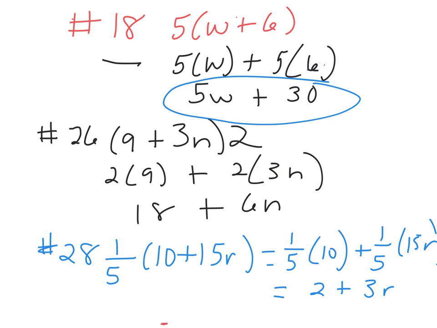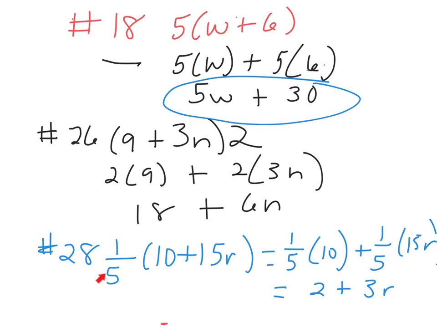We have the next problem in the same lesson. We had in parentheses 9 plus 3n, end of parentheses, times 2, and so I just distributed the 2 out. So we had 2 times 9 plus 2 times 3n, and the 2 times 9 equals 18 plus 2 times 3 is 6 in the n, and there's nothing more to do with this problem, so that one's through.